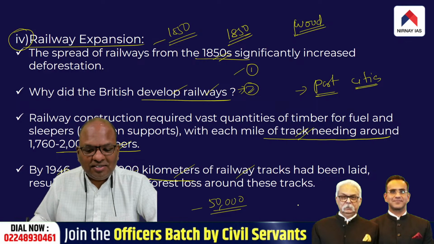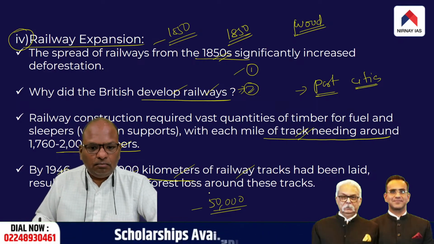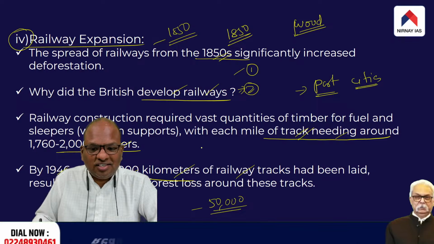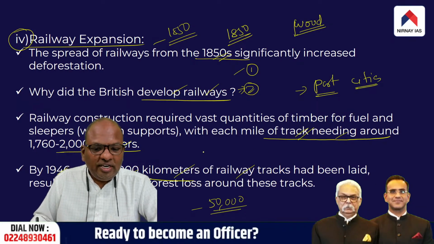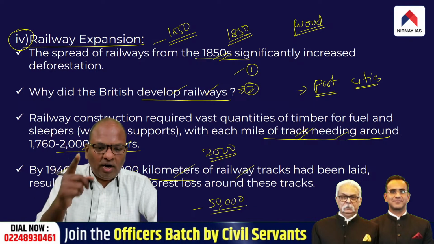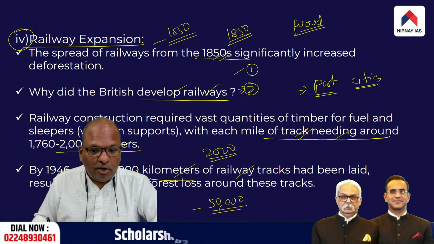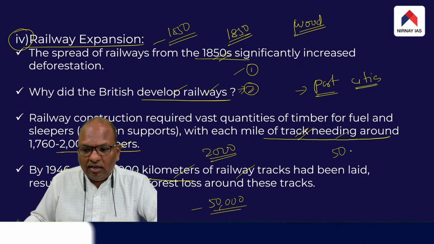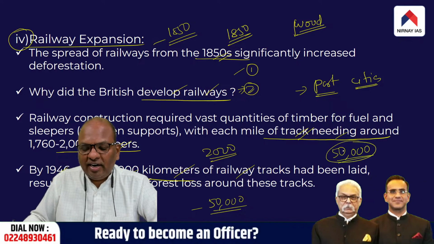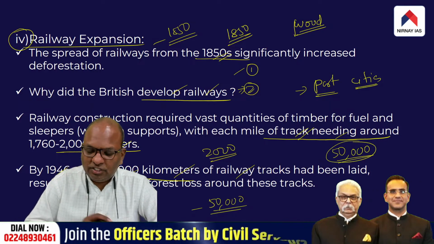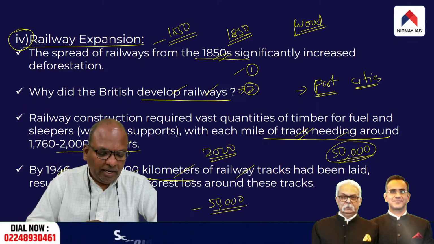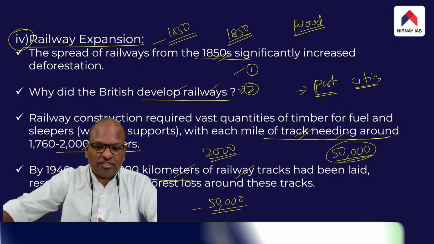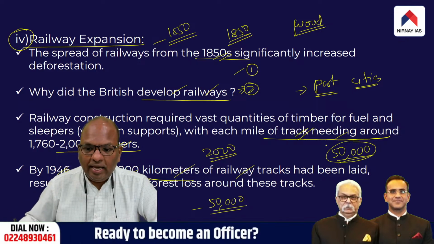The negative impact being that it resulted in large scale deforestation, because to construct railways large quantities of timber is needed. To lay just a kilometer of railway track, you need 2000 sleepers. And by 1946, just before independence of India, 50,000 kilometers of railway track was already laid by the British. And to construct the railways, the British began going ahead with deforestation. They began cutting trees. This became the reason.